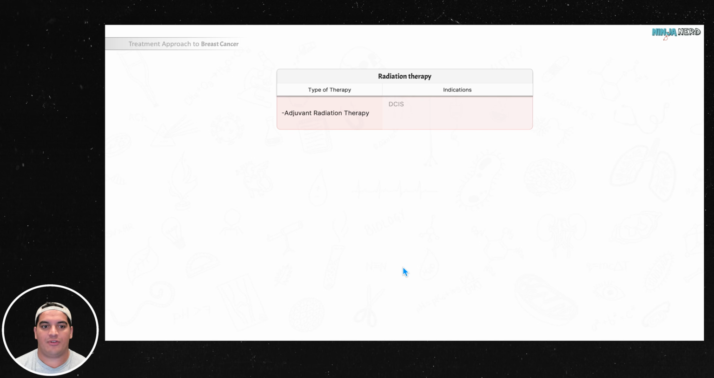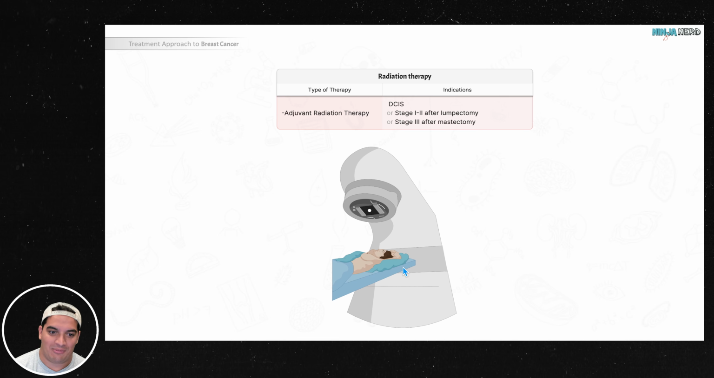So adjuvant radiation therapy is going to be great for those who have ductal carcinoma in situ after they get a lumpectomy. Same thing for stage 1, stage 2 after a lumpectomy. Stage 3, again, after a mastectomy. So it's usually going to be after we've had some type of removal of the tumor, because you're trying to prevent micrometastasis. You're trying to prevent recurrence from any remaining tumor cells. If you didn't get the best margin, or if you didn't completely remove some of the small residual tumor cells, you're trying to kill those and prevent recurrence. And so that's the goal of that.